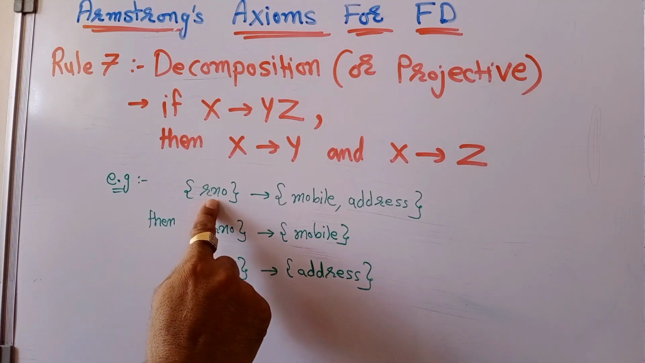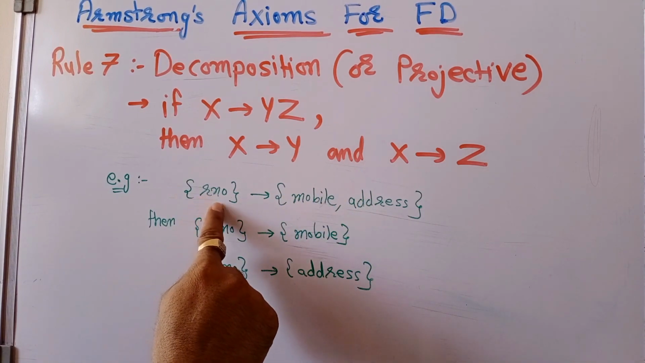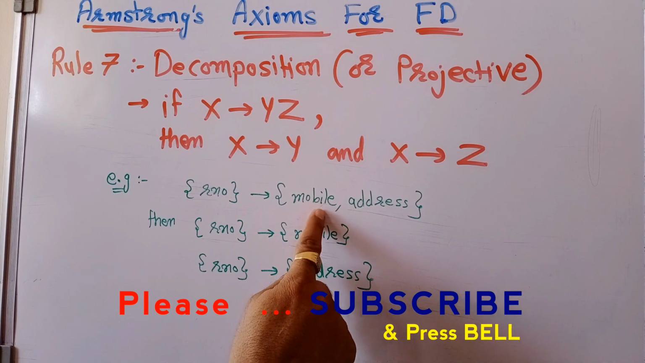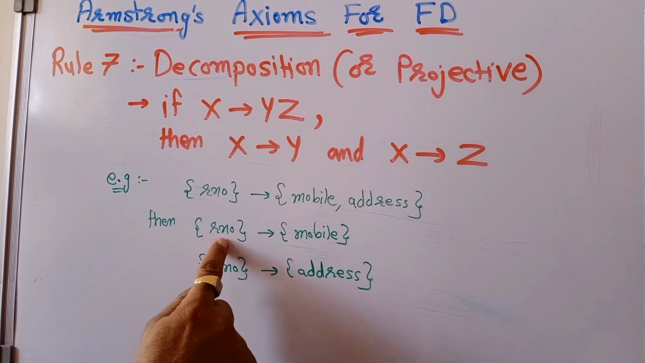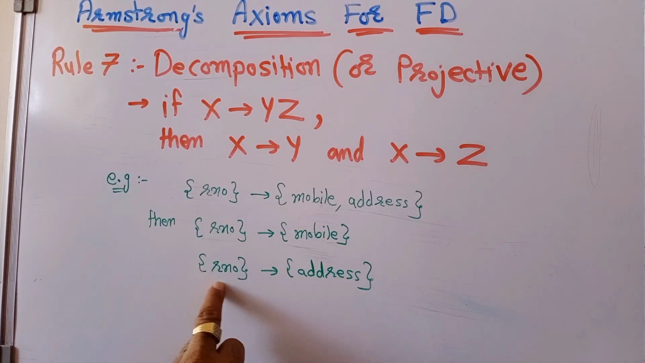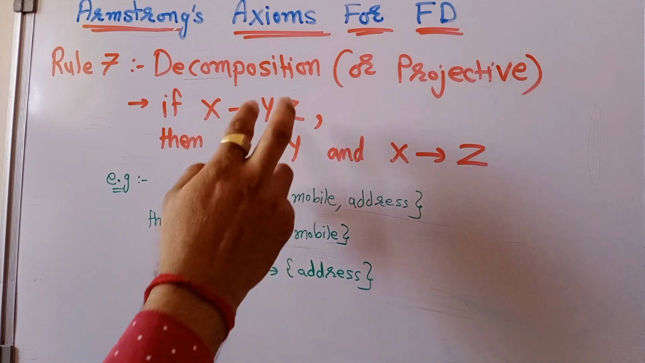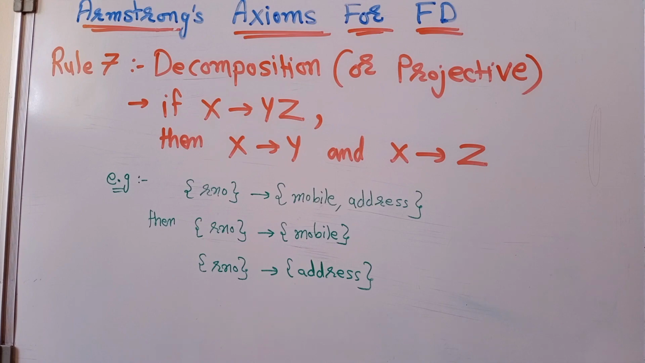We have roll number that determines mobile number and address. It means when we have roll number, we can get mobile number and we can get address. So we can say that with the help of roll number, we can get mobile number. Same way, with the help of roll number, we can get address as well. So we can decompose the right hand side portion into the different set. That's why this rule is called decomposition.